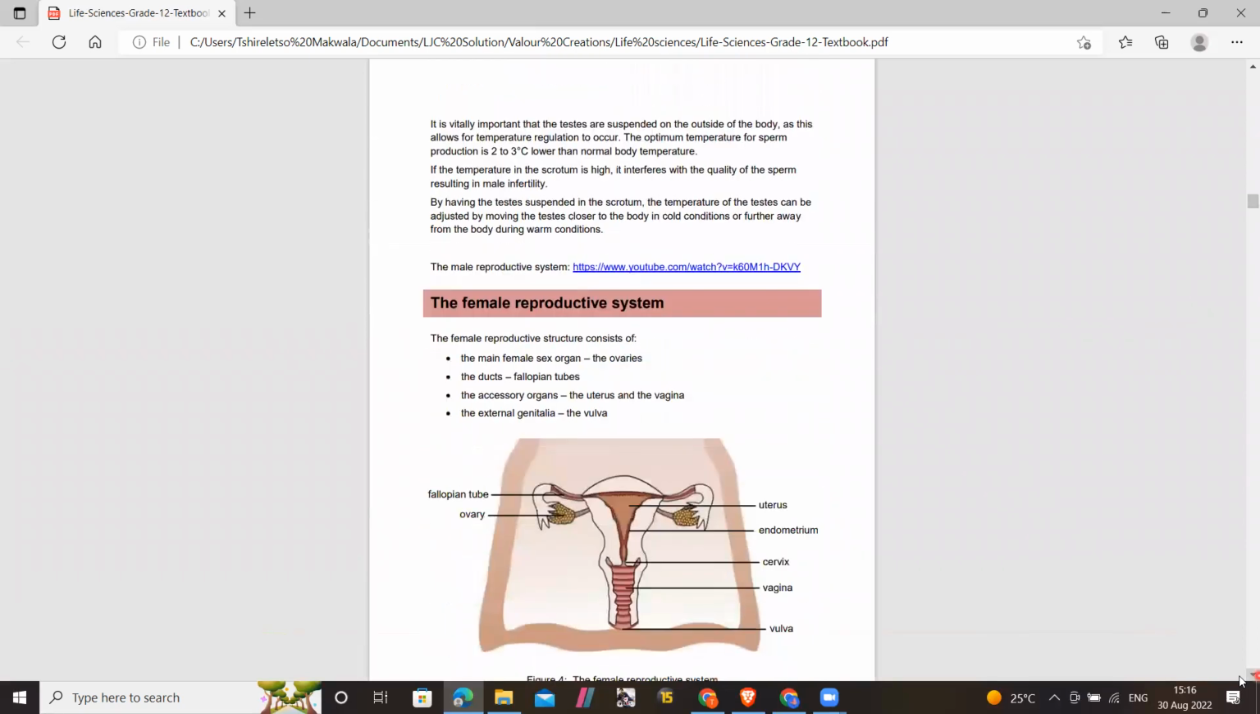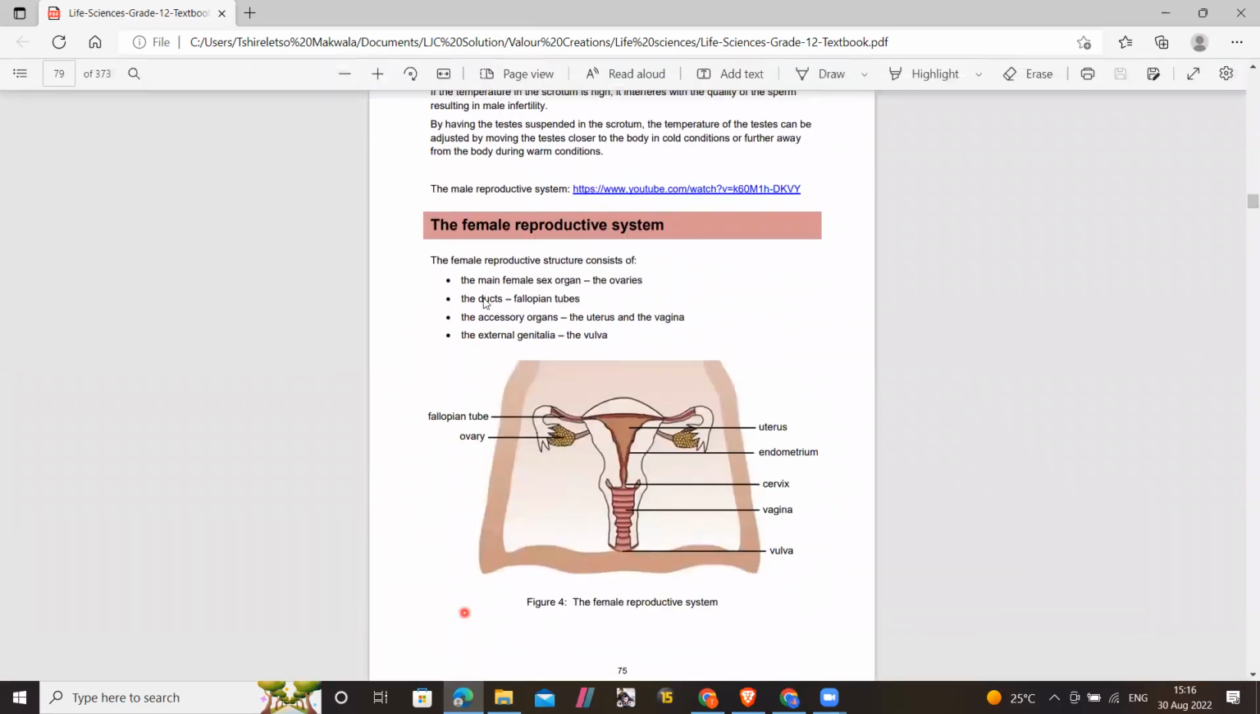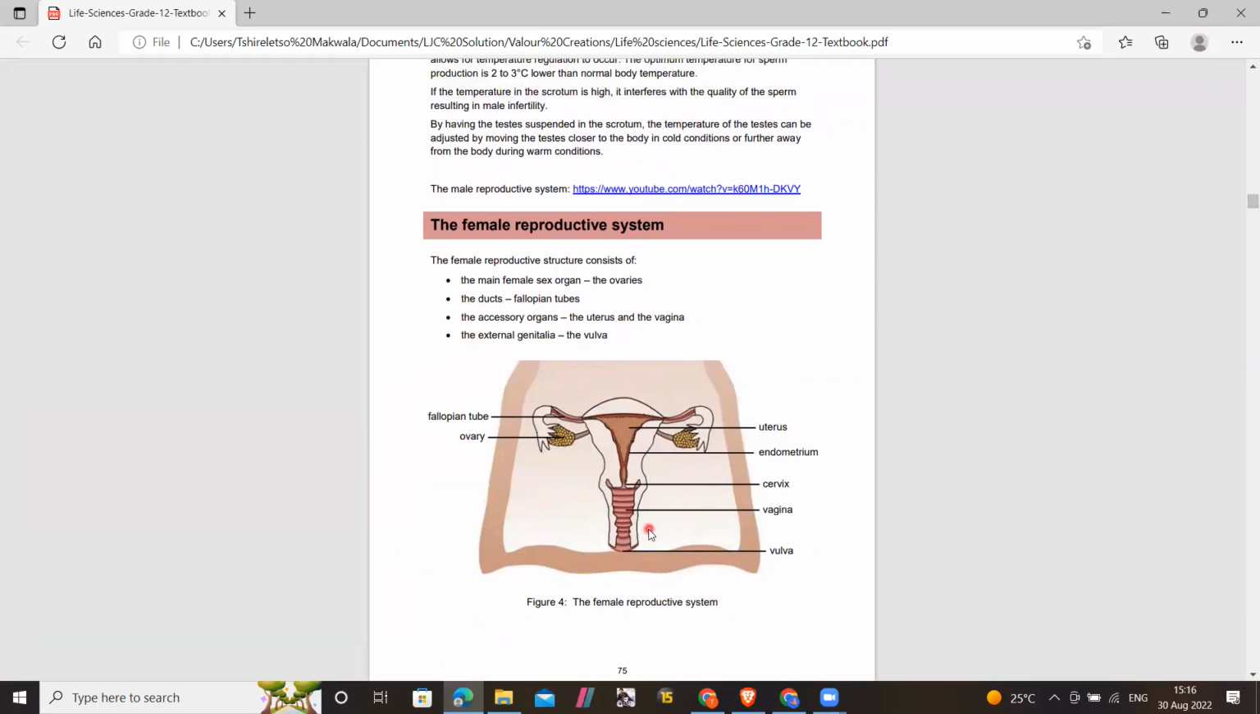And now we're going to go to the female reproductive system. Like I said, with life science, you have to know firstly how it looks, and then you have to be able to draw it, label it, and explain the procedure, right? So this is basically how the female organ looks. It's inside, right? The female sex organ is inside.